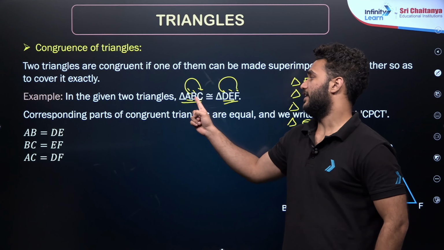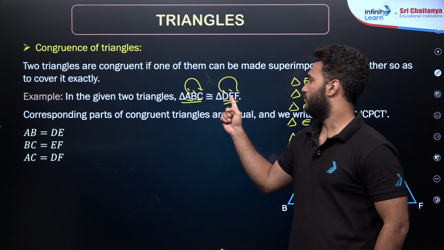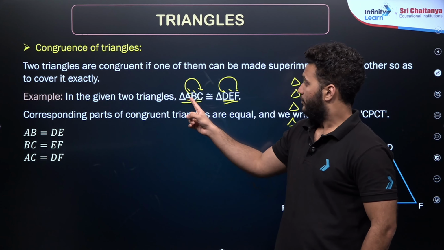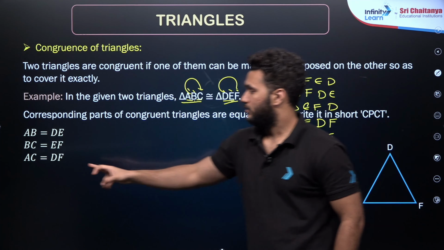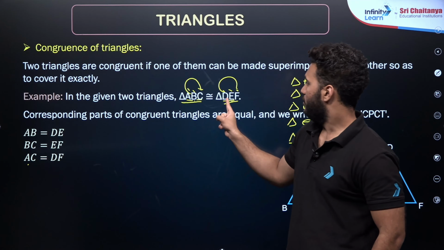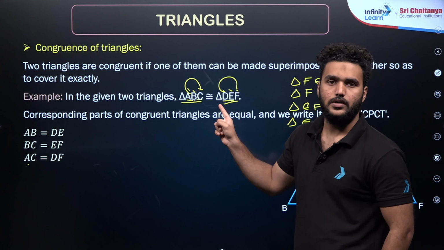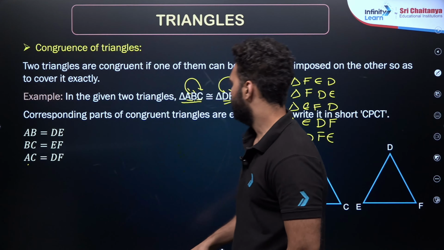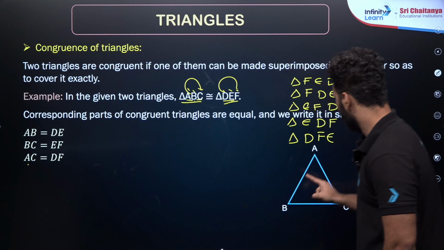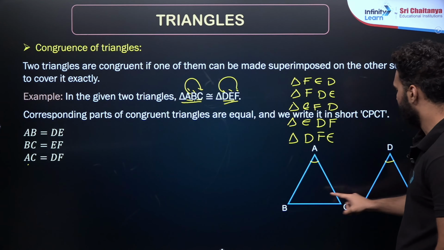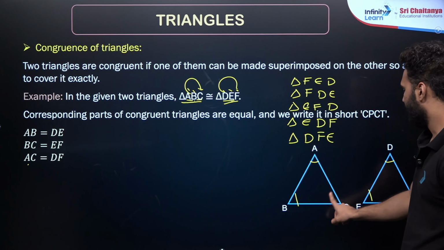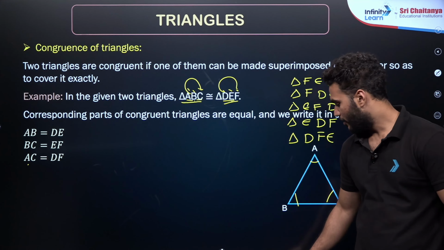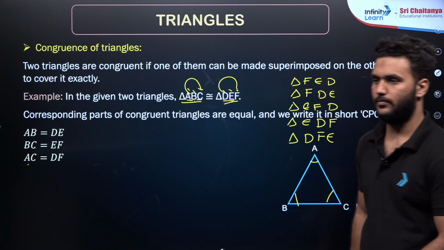First vertex to second vertex of this is equal to first vertex to second vertex of this. First to third is equal to first to third of it. That's why orientation is really important. And also angle A is equal to angle D, angle B is equal to angle E, angle C is equal to angle F. When we do questions now, you will see why orientation is so important.